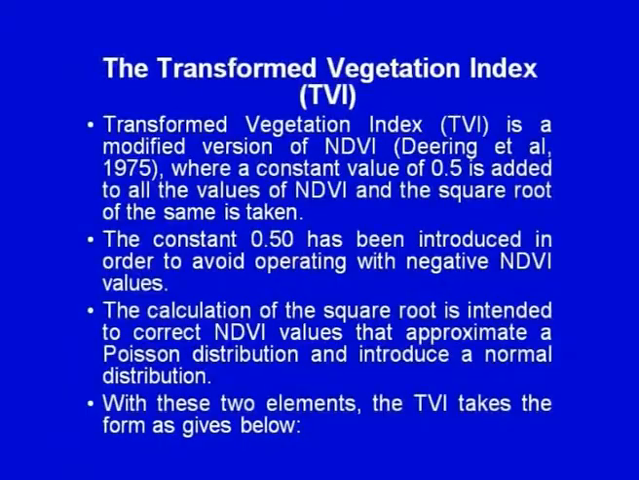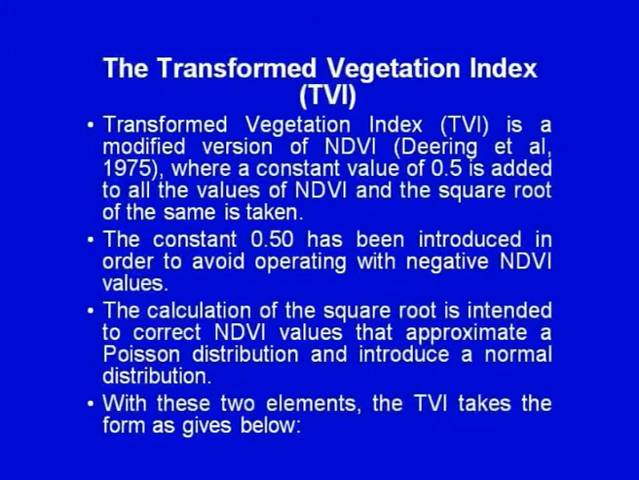The next index is the transformed vegetation index, or what we call TVI. Transformed vegetation index is a modified version of NDVI, which was introduced by Deering et al. in 1975, where a constant value of 0.5 is added to all the values of NDVI and the square root of the same is taken. The constant of 0.5 has been introduced in order to avoid operating with negative NDVI values.